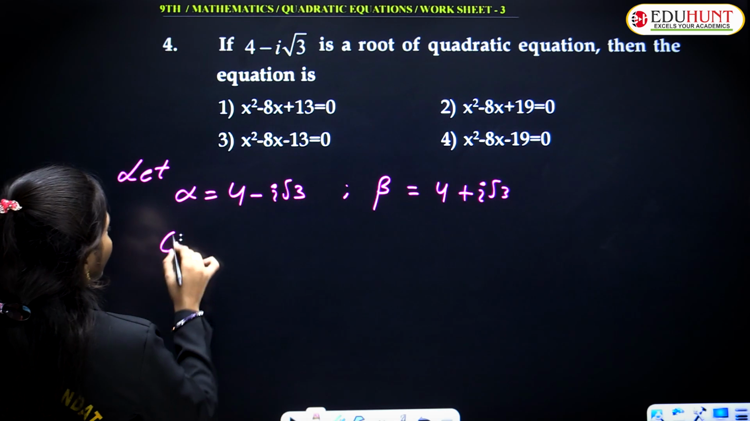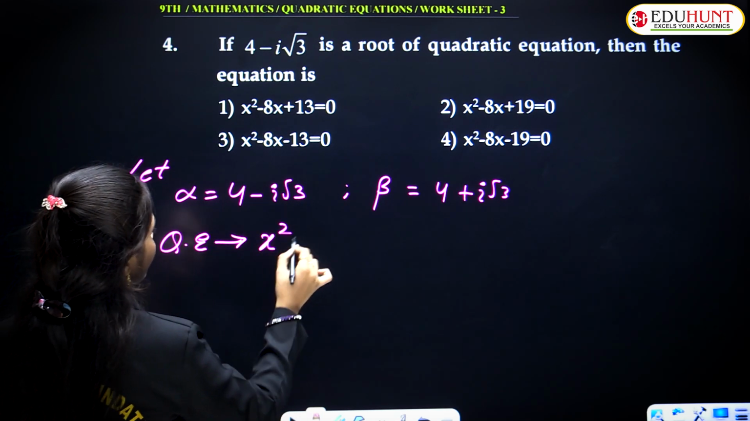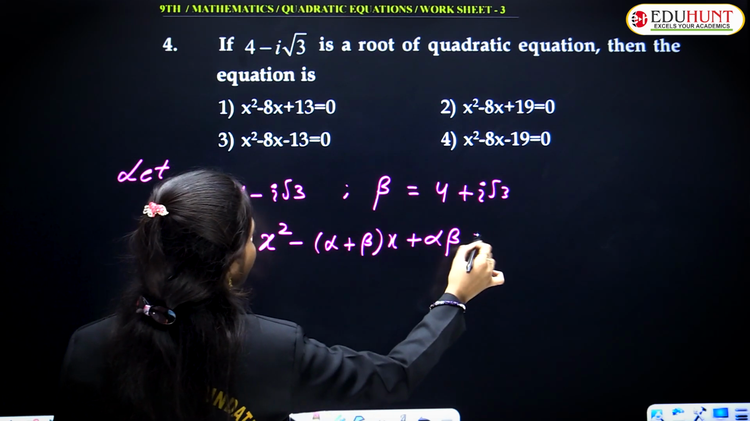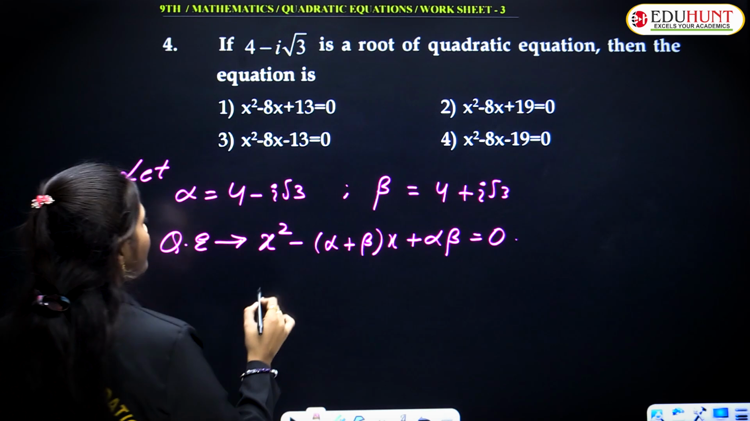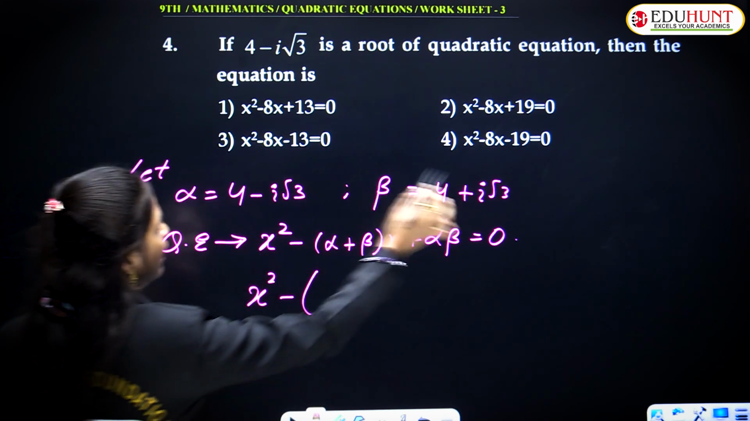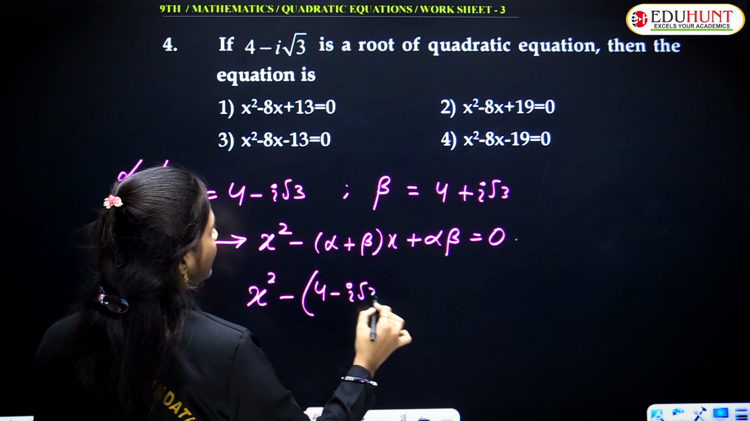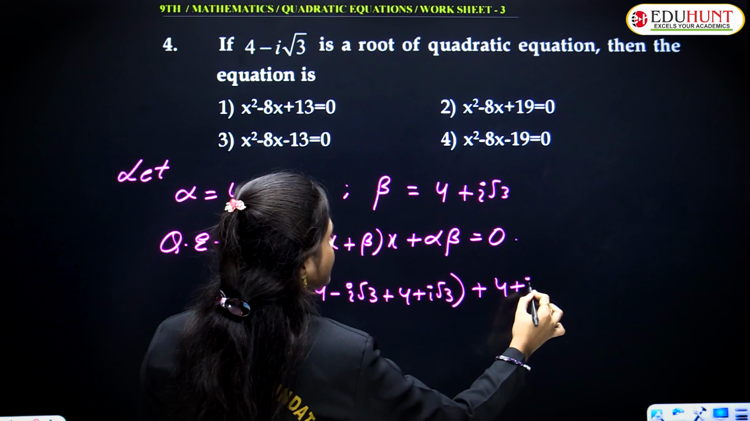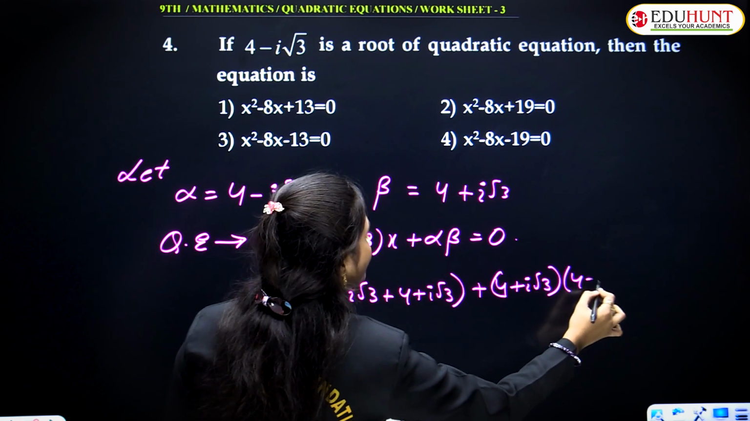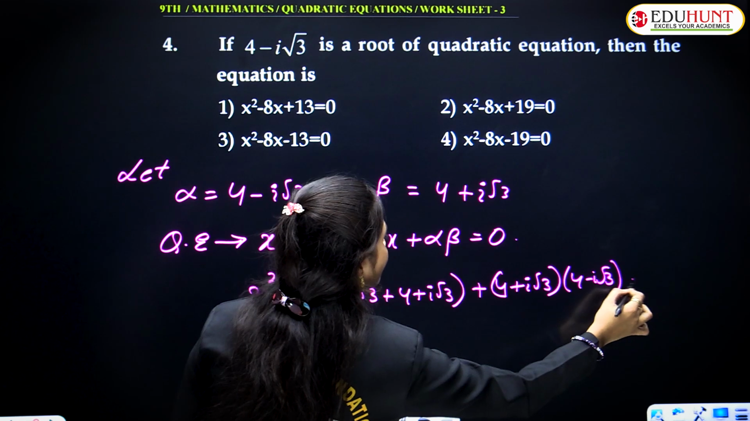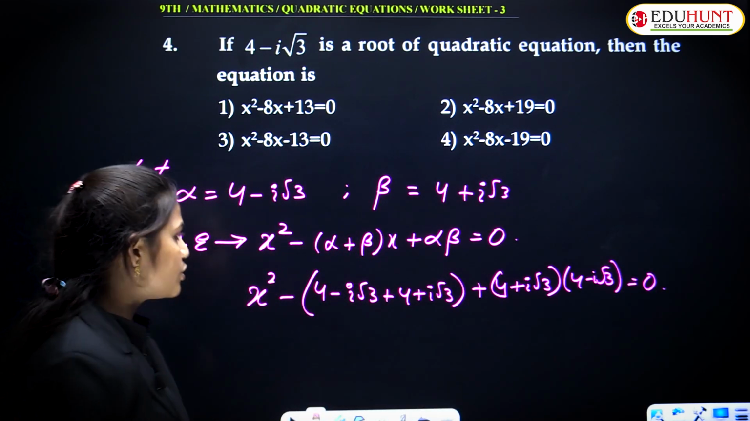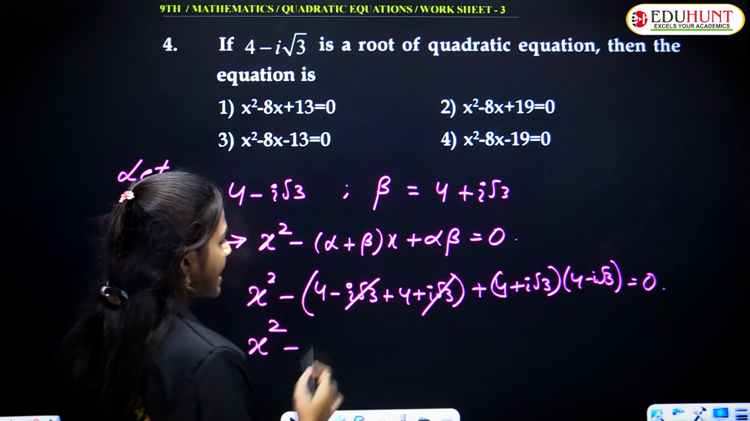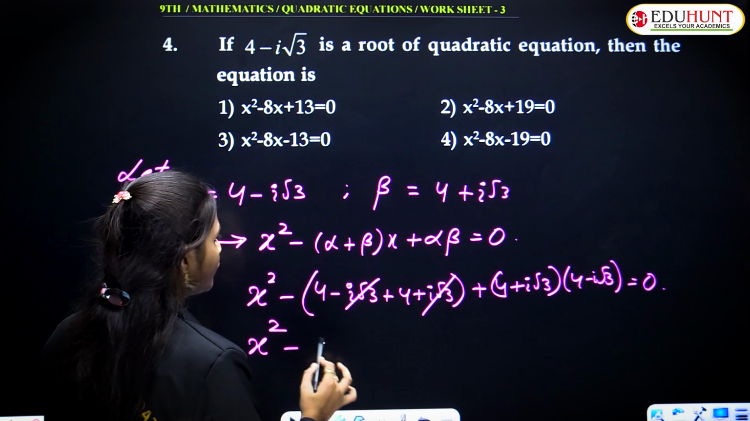So now here the quadratic equation is x square minus (alpha plus beta) into x plus alpha beta is equal to 0. Clear? So x square minus of (alpha plus beta), so (4 minus i root 3 plus 4 plus i root 3), plus (4 plus i root 3) into (4 minus i root 3) is equal to 0. Understand? I just substituted those values. So from this one, the i root 3 gets cancelled, minus and plus. So 4 plus 4, 8.